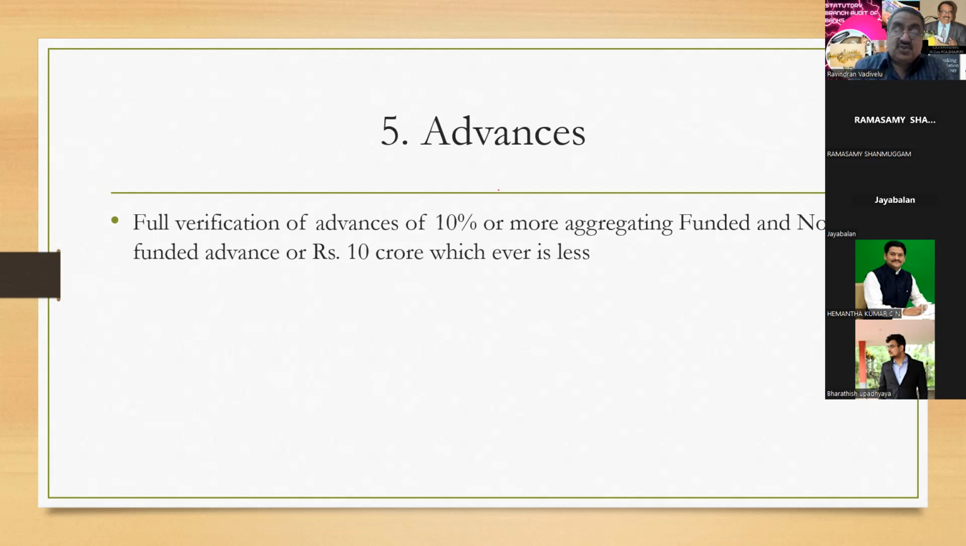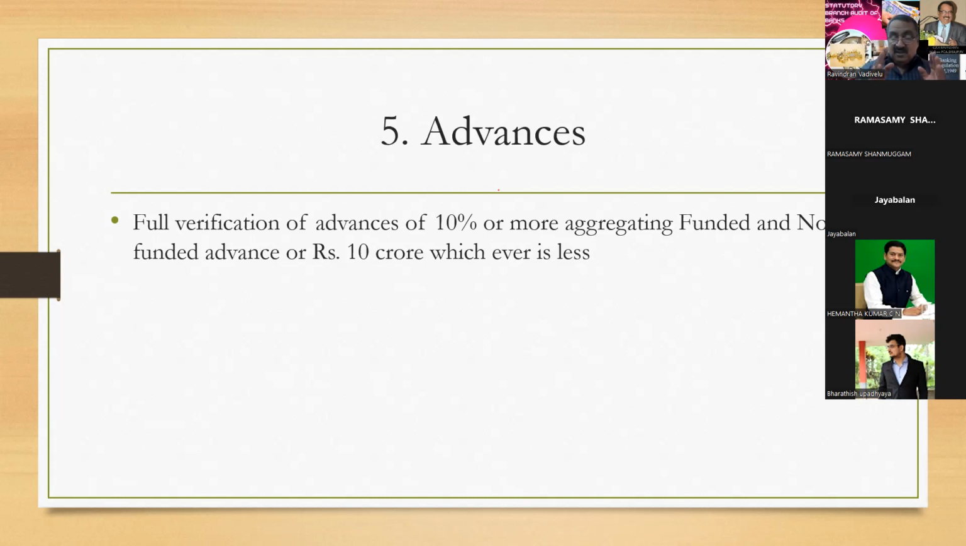In case the advance is 200 crores, 10% works out to 20 crores. The circular says 20 crores or 10 crores, whichever is less. That means you have to verify 100% of 10 crores, more than 100% of 10 crores. All the advances, you have to do full verification. So this is a very, very important thing. This is a cutoff thing that you have to take note of: how much advances I have to verify.